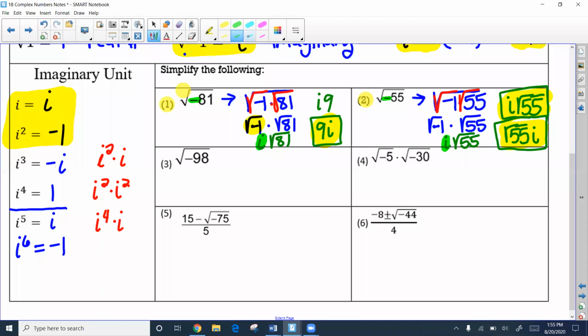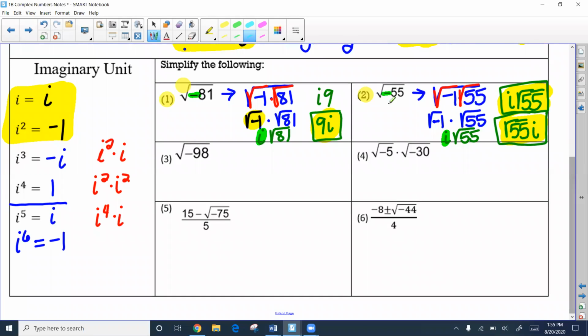Now, when we do this, we're typically going to skip these middle two steps in blue right here, because we shouldn't have to actually write that out every time. We should just be able to go from here, the negative on the inside, to the i on the outside. So that's what I'm going to do on the rest of the problems that we're going to see. I'm just going to change the negatives on the inside to the i on the outside.